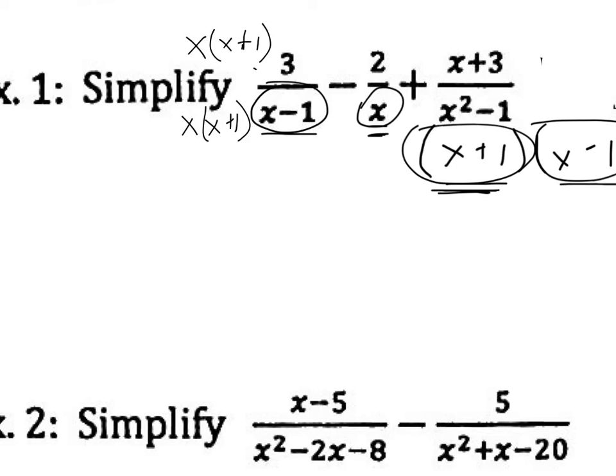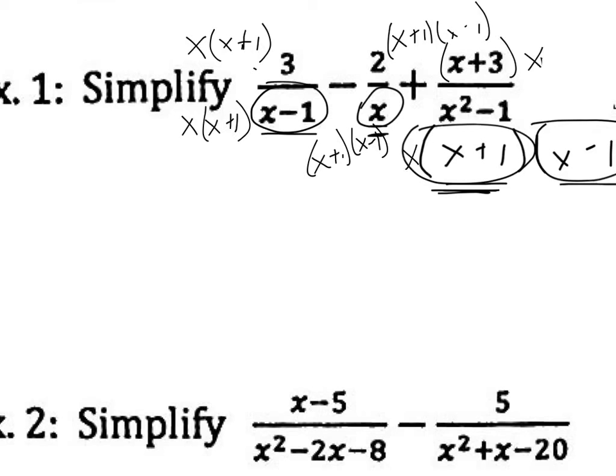Now I go to the second denominator. It already has an x, but it needs to have an x plus 1 and an x minus 1. So I'm going to multiply the numerator and denominator by x plus 1, x minus 1. Same thing down here, x plus 1, x minus 1. The last set only needs an x. So the last set needs to be multiplied by an x on top and an x on bottom.